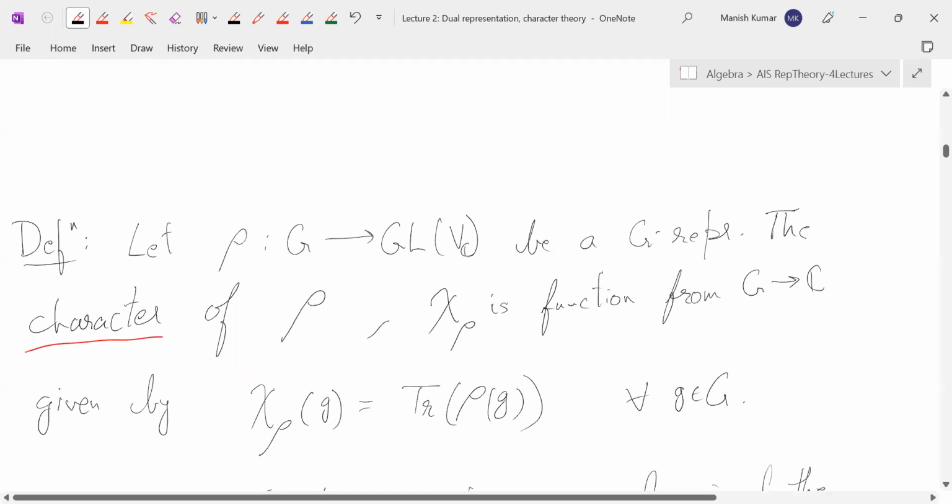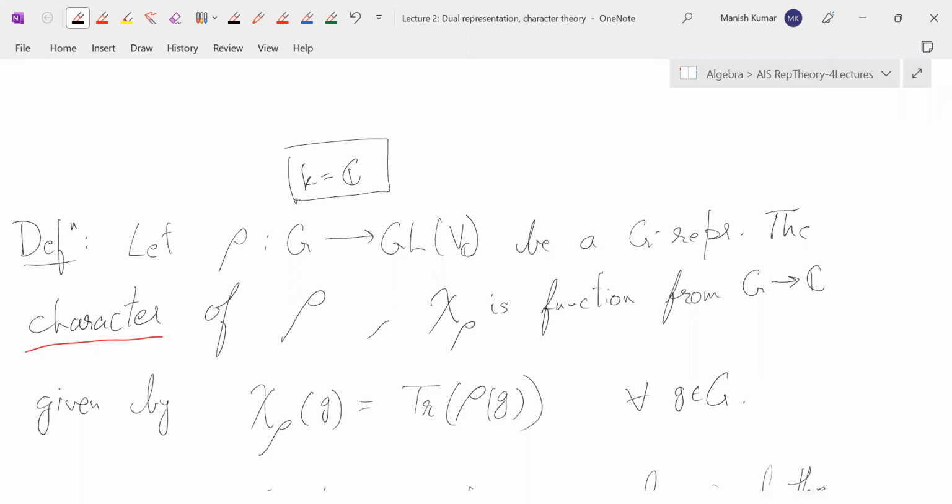So let rho be a representation. The character of rho, which will be denoted by chi rho, is a function from G to the complex numbers. Our representations are now complex representations, so I put a V sub C here. So K is C from here on. Chi rho is a function from G to C given by this formula.